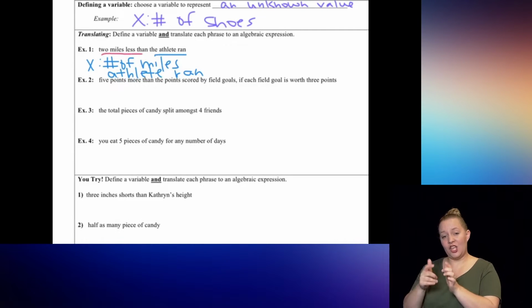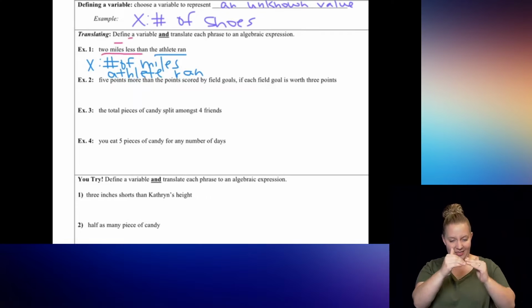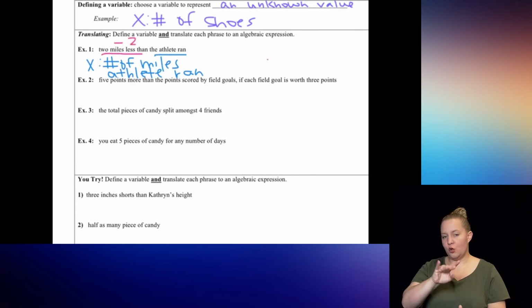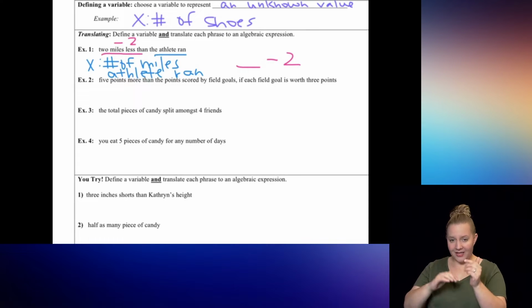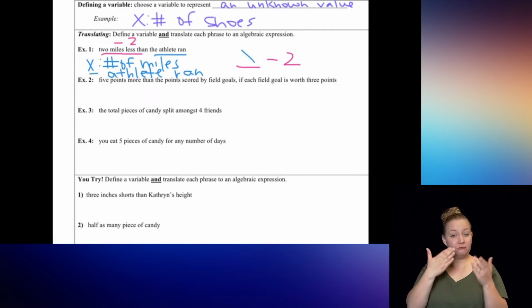So 2 miles less than the athlete ran, we've learned already from day 1 that 2 miles less than means that I'm taking 2 miles away from some other term or some other number. So 2 miles less than has to go at the end, which means that there's something that goes before it, and it says than the athlete ran, and we know that's our unknown, and we use that variable x, so therefore our answer is x minus 2.